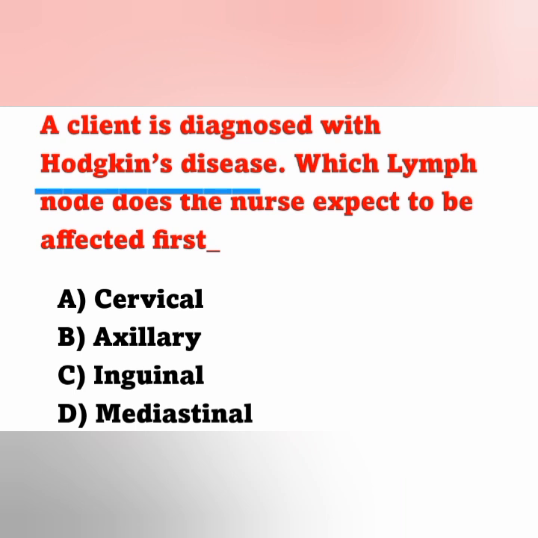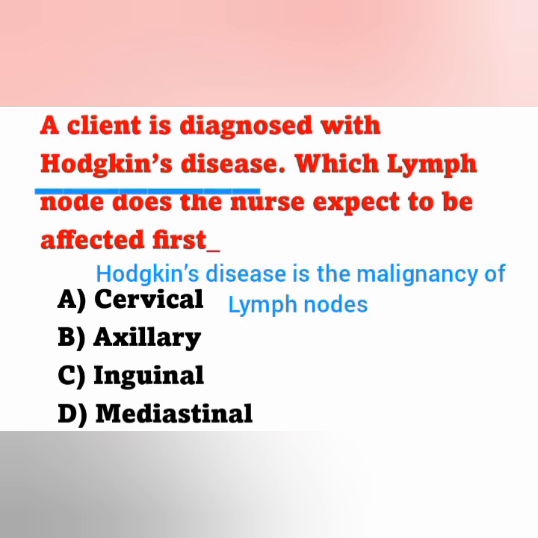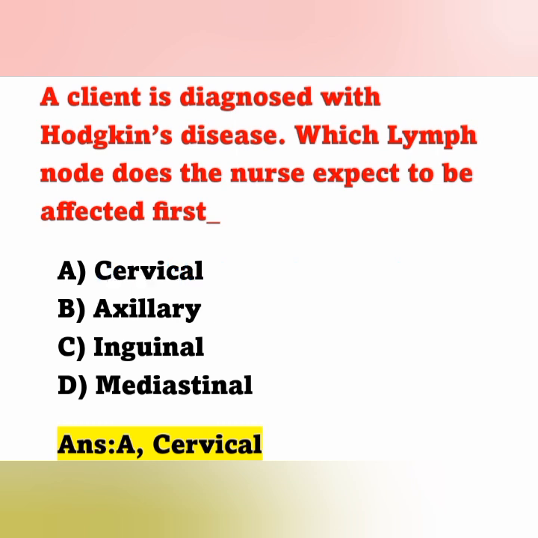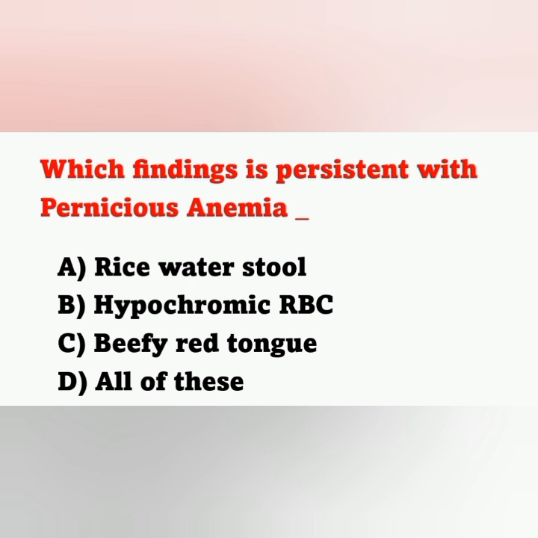A client is diagnosed with Hodgkin's disease. Which lymph node does the nurse expect to be affected first? Options: option A cervical, option B axillary, option C inguinal, option D mediastinal. Here the question is about a patient with Hodgkin's disease. Hodgkin's disease is a malignancy of the lymph nodes. Which lymph node is affected first? That is the question. So the correct answer is the cervical lymph node. Option A is the correct answer. Move on to the next question, and also this is the last question.